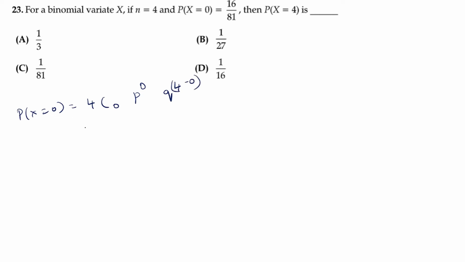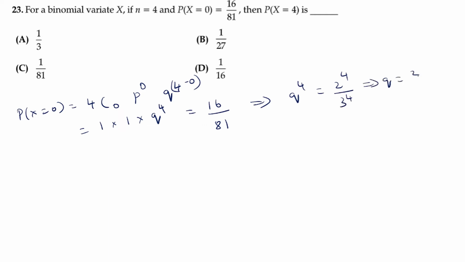0. 4 minus 0. 4C0 is 1 into p raised to 0 is 1 into q raised to 4. This is equal to 16 upon 81. Or q raised to 4, 16 is 2 raised to 4 and 81 is 3 raised to 4. From this we have q is equal to 2 by 3. If q is 2 by 3, then p is equal to 1 minus q. So it is 1 by 3.